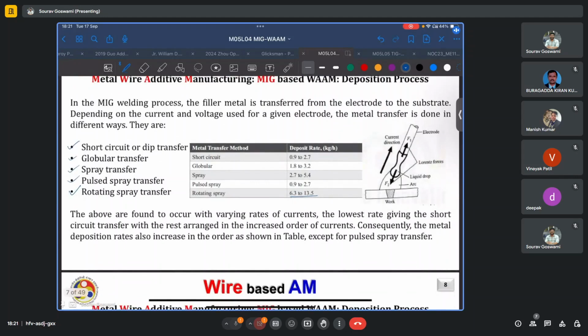Again, these metal transfer methods and the deposition rates associated with them will vary as per the varying rates of current. The lowest rate of current is observed in the case of the short circuit transfer. And as with the deposition rate, the current is also in increasing order.